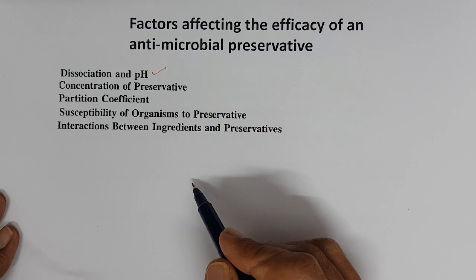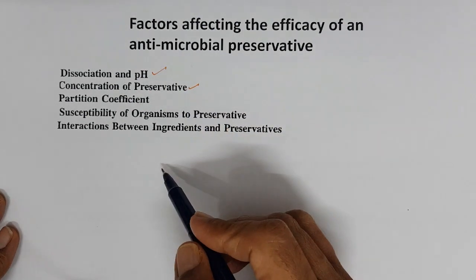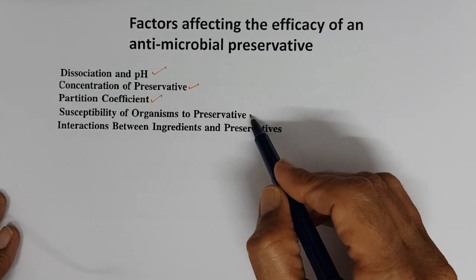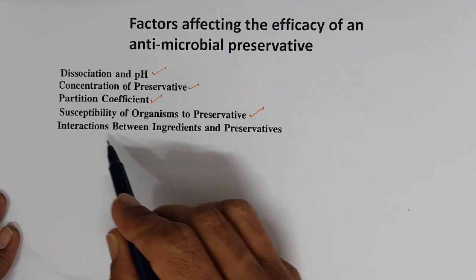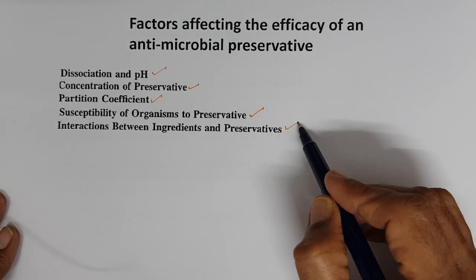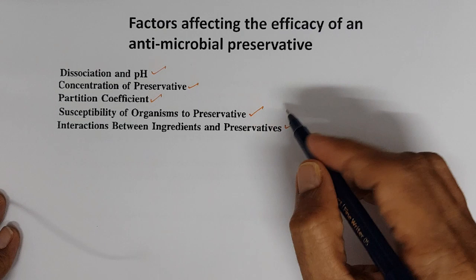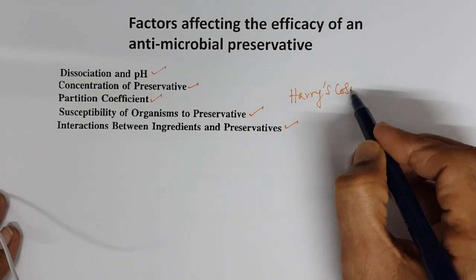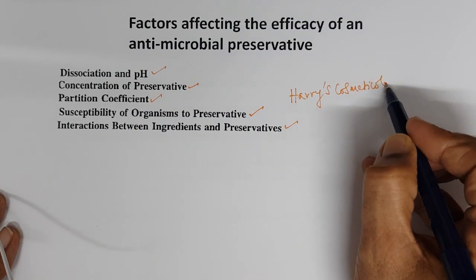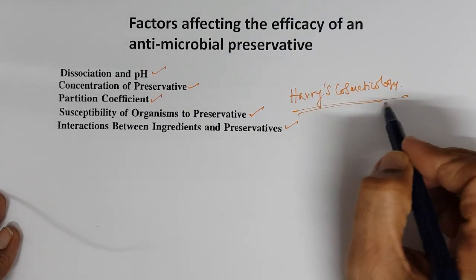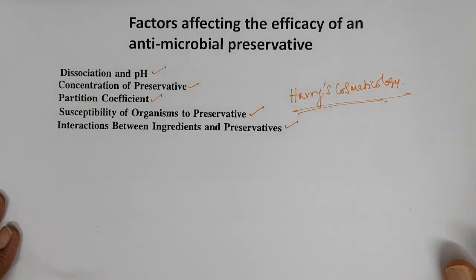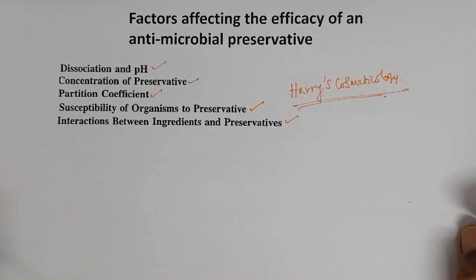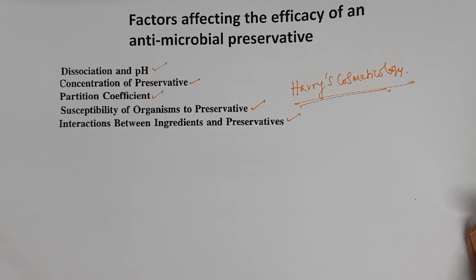Dissociation and pH, concentration of the preservative, partition coefficient, susceptibility of the organisms to the preservative, interaction between ingredients and preservatives. These are the factors. Harry's Cosmeticology has discussed this topic very well, right. We will see the summary so that we will understand each of these aspects with examples.